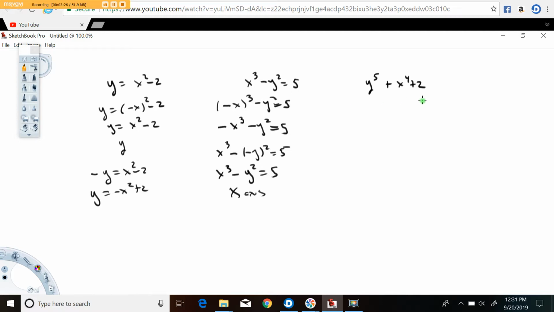All right, last example over here. I don't know that I copied it down quite right. Oh, this was supposed to be equals. y to the 5th equals x to the 4th plus 2.